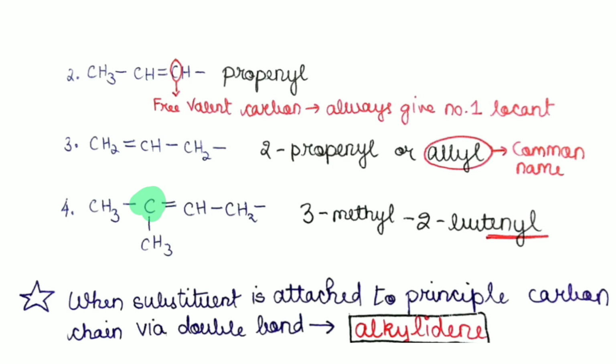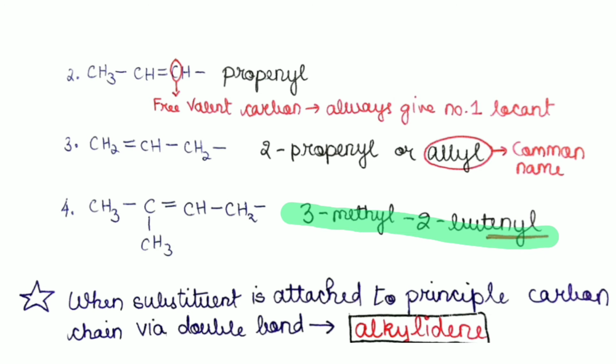So therefore it's going to be 3-methyl 2-butenyl, because it's a 4-carbon chain and it has the double bond at the second carbon from the free valent carbon, and there's one hydrogen missing, that is over here. So therefore it's going to have a YL at the end, and that's going to replace our E here. So the name of this compound is 3-methyl 2-butenyl.